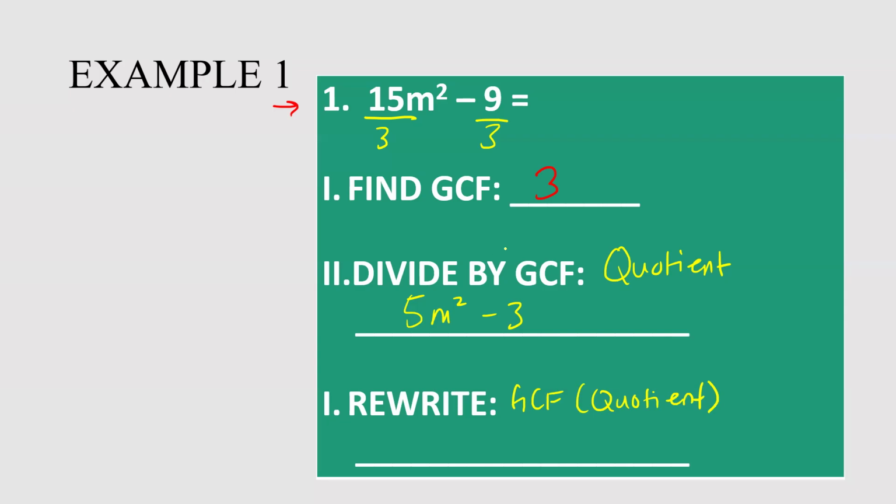So what was our GCF? 3. What was our quotient? 5m squared minus 3. And ta-da! You factored.